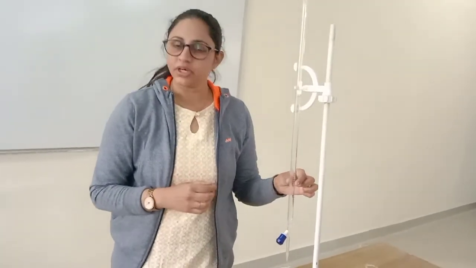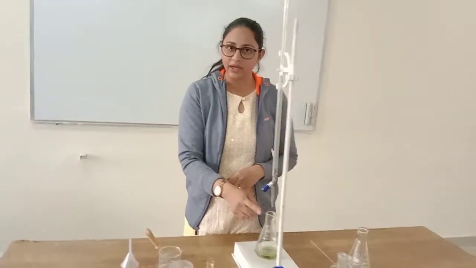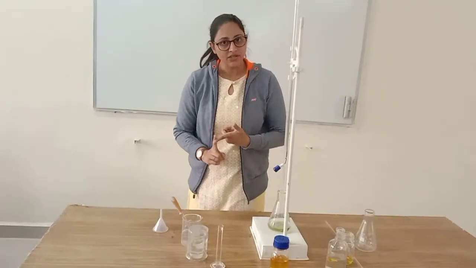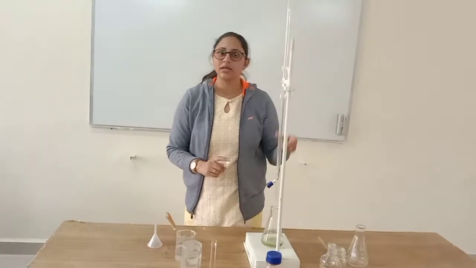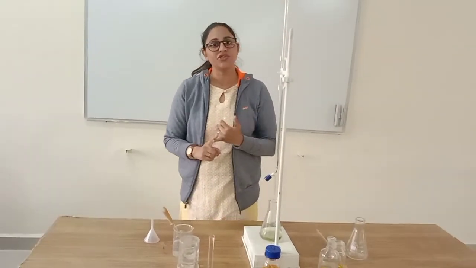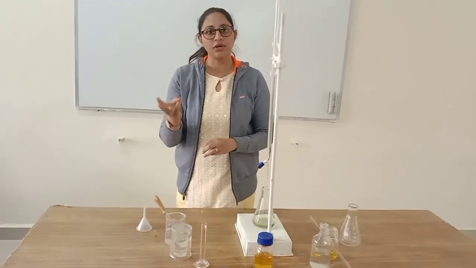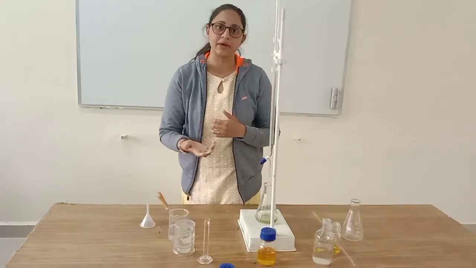Let me summarize. We need to fill the hypo solution into the burette. Then we need to pipette out 25 ml of the unknown potassium dichromate solution. To it we need to add 5 ml of potassium iodide solution. Then we start the titration till the color fades to light yellow. At this point we add 2-3 drops of starch indicator. Starch will help in the absorption of iodine again.